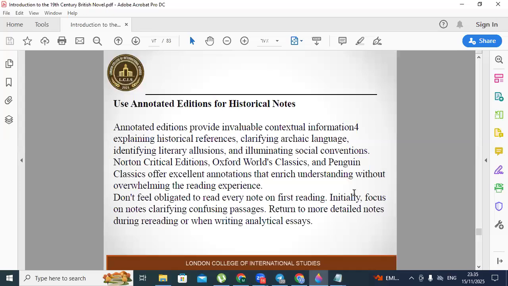Don't feel obligated to read every note on first reading. Initially, focus on notes clarifying confusing passages, and return to more detailed notes during rereading or when writing analytical essays.